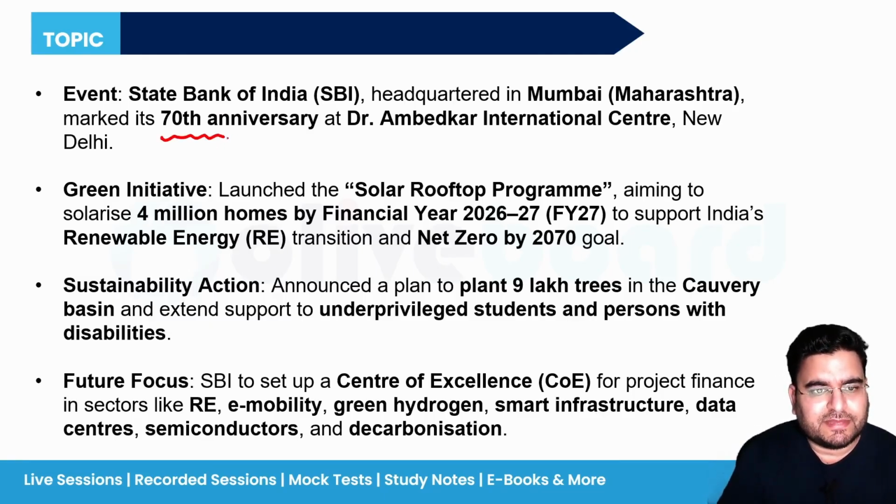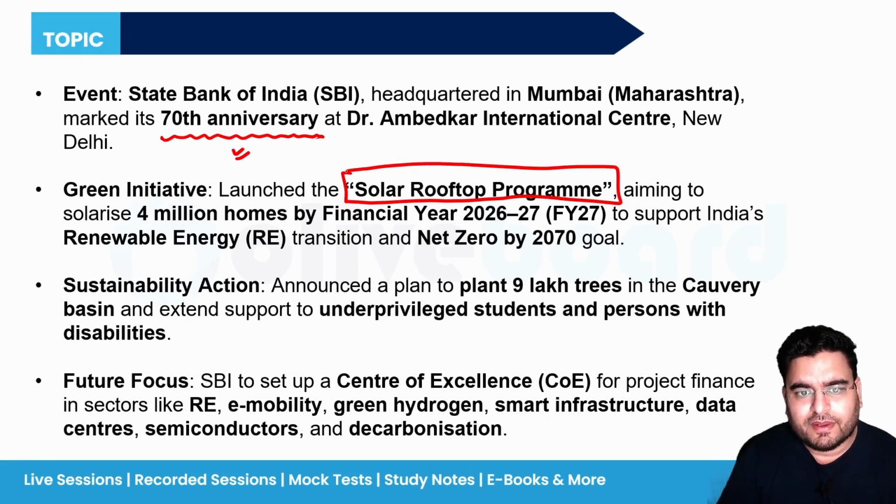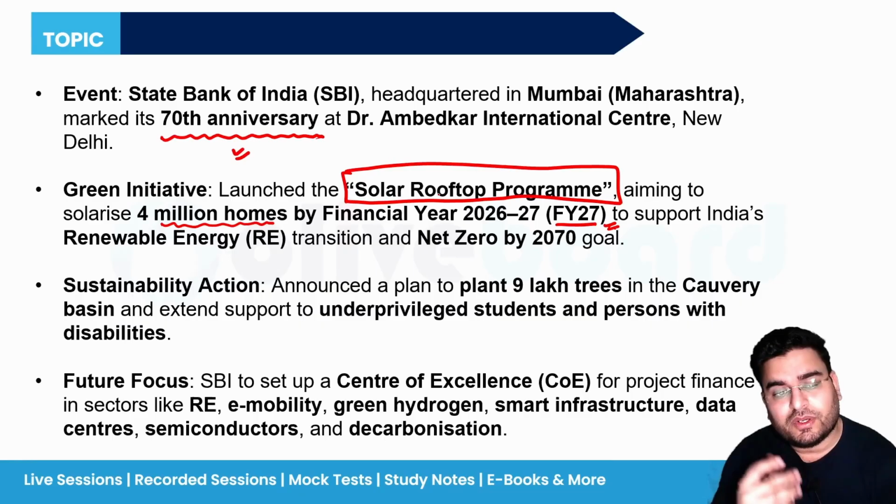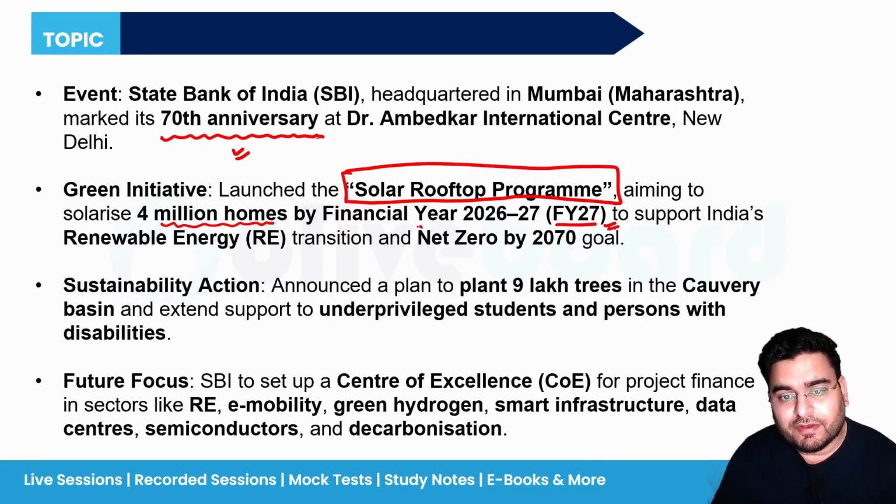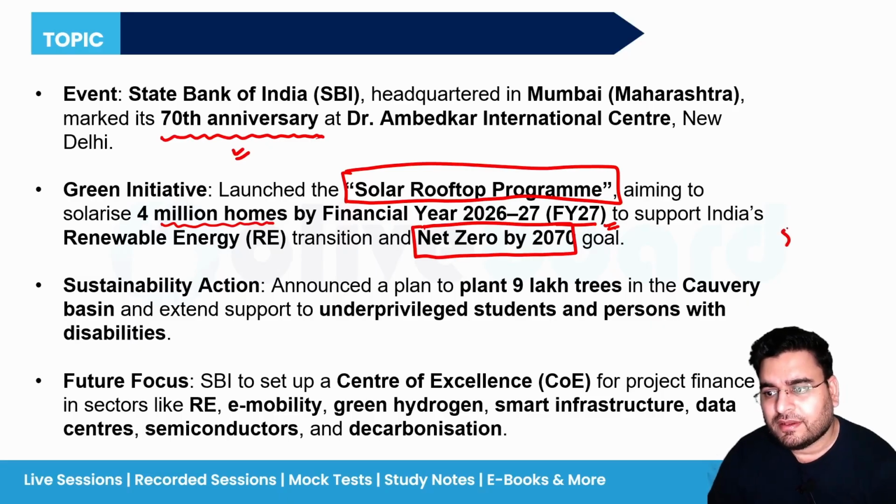SBI has recently celebrated its 70th anniversary, and during this initiative, they have launched a solar rooftop program. The purpose is to solarize 4 million homes by financial year 27. The overall objective in India is that we want to become a net zero country by 2070. Net zero means whatever greenhouse gas you are emitting, you have to absorb the same amount.